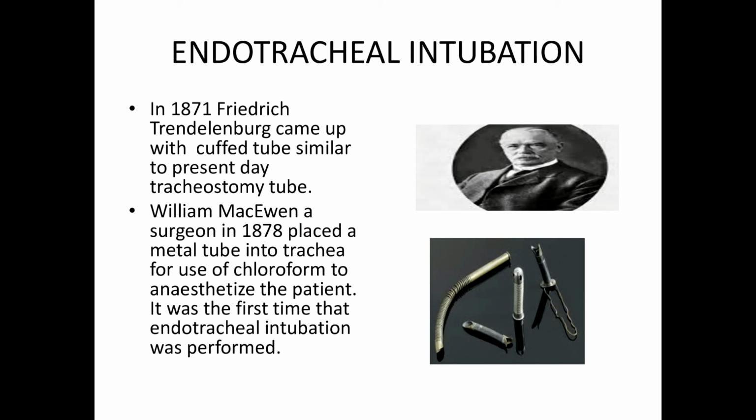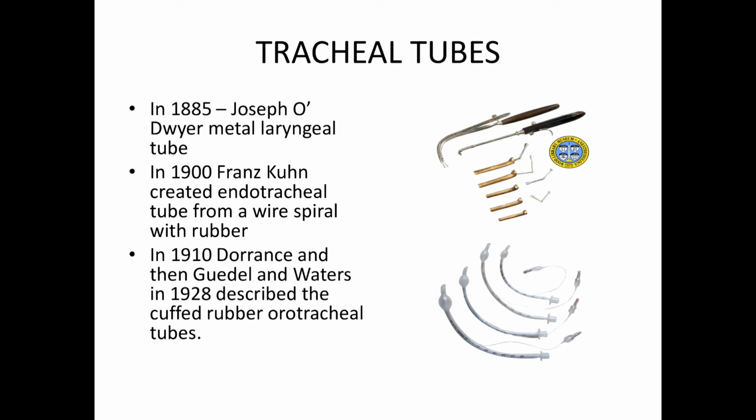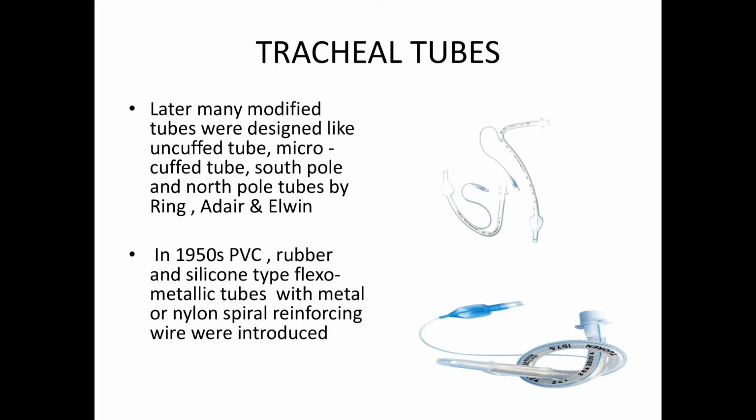Tracheal tubes. In 1885, Joseph O'Dwyer introduced a metal laryngeal tube. In 1900, Franz Kuhn created an endotracheal tube from a wire spiral with rubber. In 1910, Dorrance, and then Guedel and Waters in 1928, described the cuffed rubber orotracheal tubes. Later, many modified tubes were designed, like the uncuffed tube, microcuffed tube, South Pole and North Pole tubes by Ring, Adair and Elwyn. In the 1950s, PVC, rubber, and silicone flexometallic tubes with metal or nylon spiral reinforcing wire were introduced.